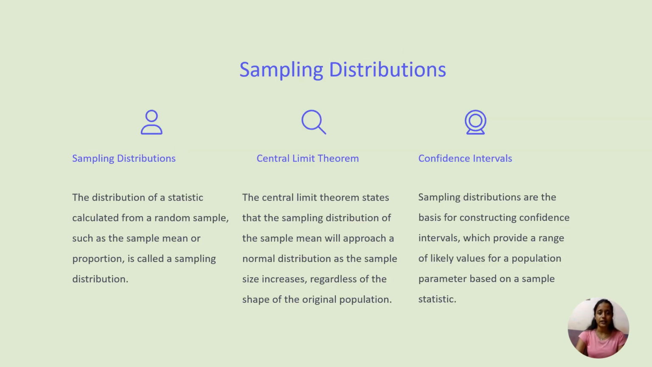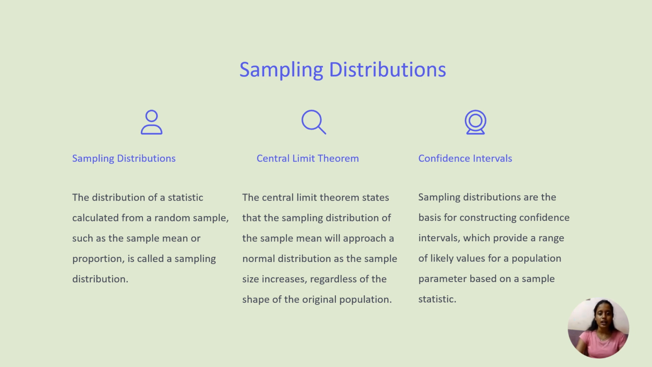Moving on to the next slide, we have the sampling distribution. So what is sampling distribution? It's a fundamental concept in statistics that refers to the distribution of statistics calculated from multiple samples taken from the same population. Understanding the properties of sampling distribution is very crucial for making inference about the population parameters.